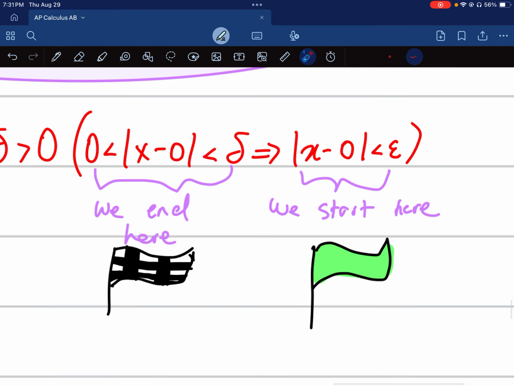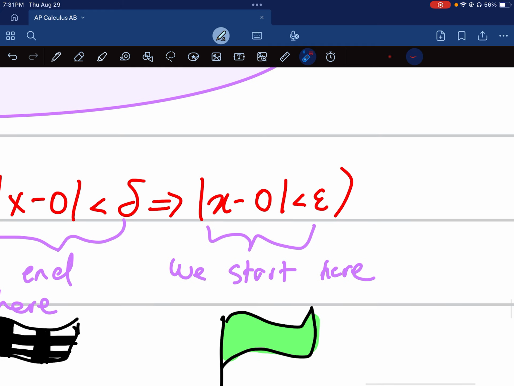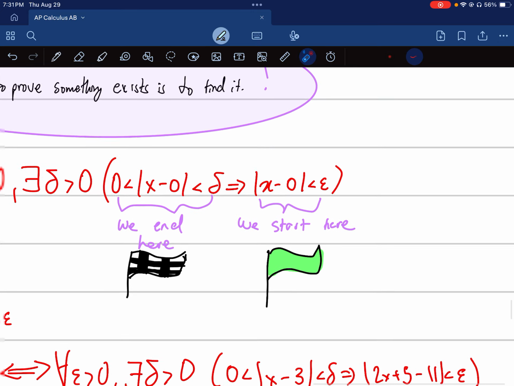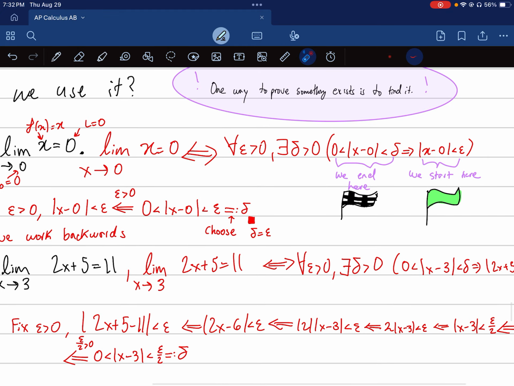Now, when we're proving this, one method that we're going to be doing throughout this course is that we are going to start at the right part and end at the left. But since we're trying to imply this, we have to go in this direction. We can't go backwards. That would be fallacious. So we're going to start here, but we're going to begin implying backwards. So remember, green flag, and this is a very poorly drawn checkered flag. We end here, we start here. Let me show you an example of what that would look like.